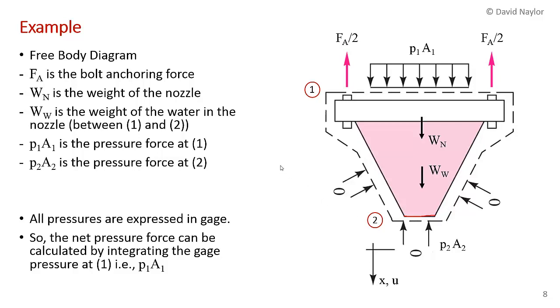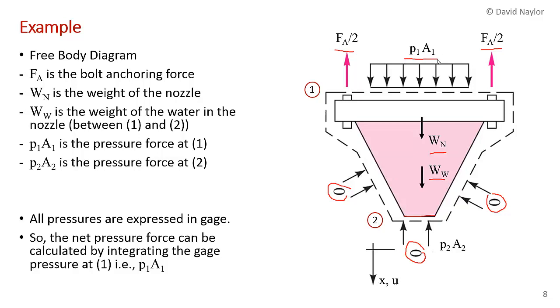And I've applied all the forces on here. You can see here that we have 0 gauge pressure around the outside of the nozzle, so we don't really need to take care of that. We have the bolt forces here, and I've split it into 2 just because we have 2 bolts in the diagram. So FA is the bolt anchoring force. That's what we're after. We're not going to ignore gravity, so I've added the weight of the nozzle here, and I've added the weight of the water downwards.